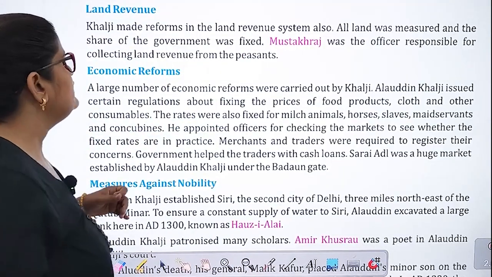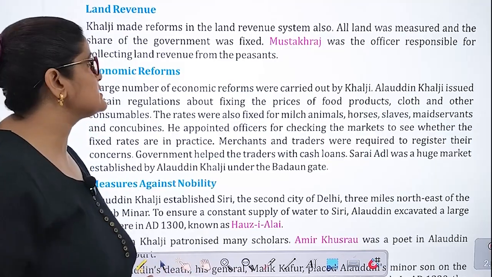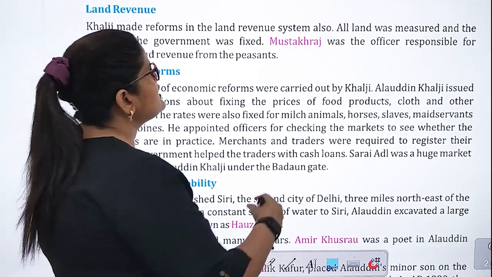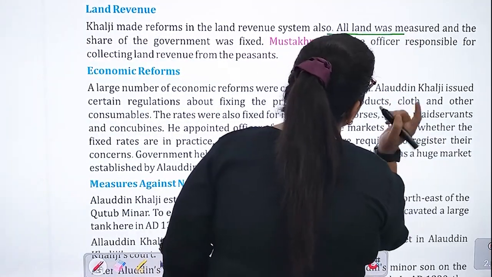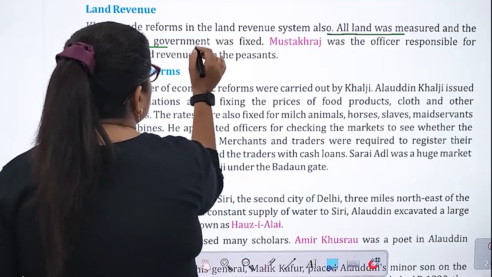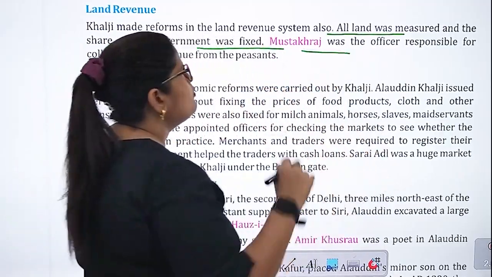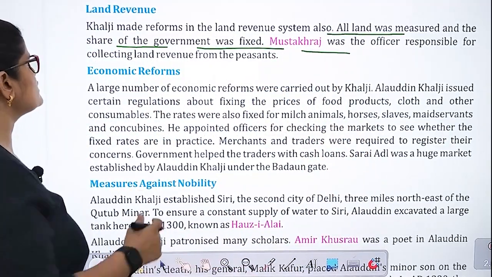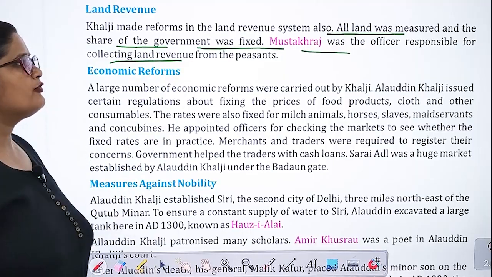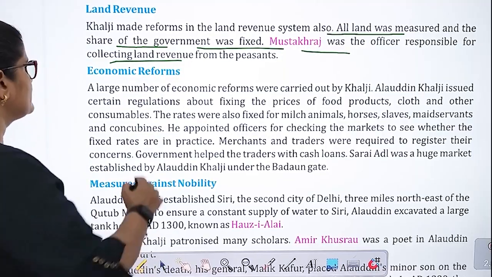Land revenue. Land revenue मतलब जो जमीन से टैक्स दिया जाता था. Khalji made reforms in the land revenue system also. All land was measured and the share of the government was fixed. So, Mustakharaj was the officer responsible for collecting land revenue from the peasants, जिसको कहते हैं लगान.